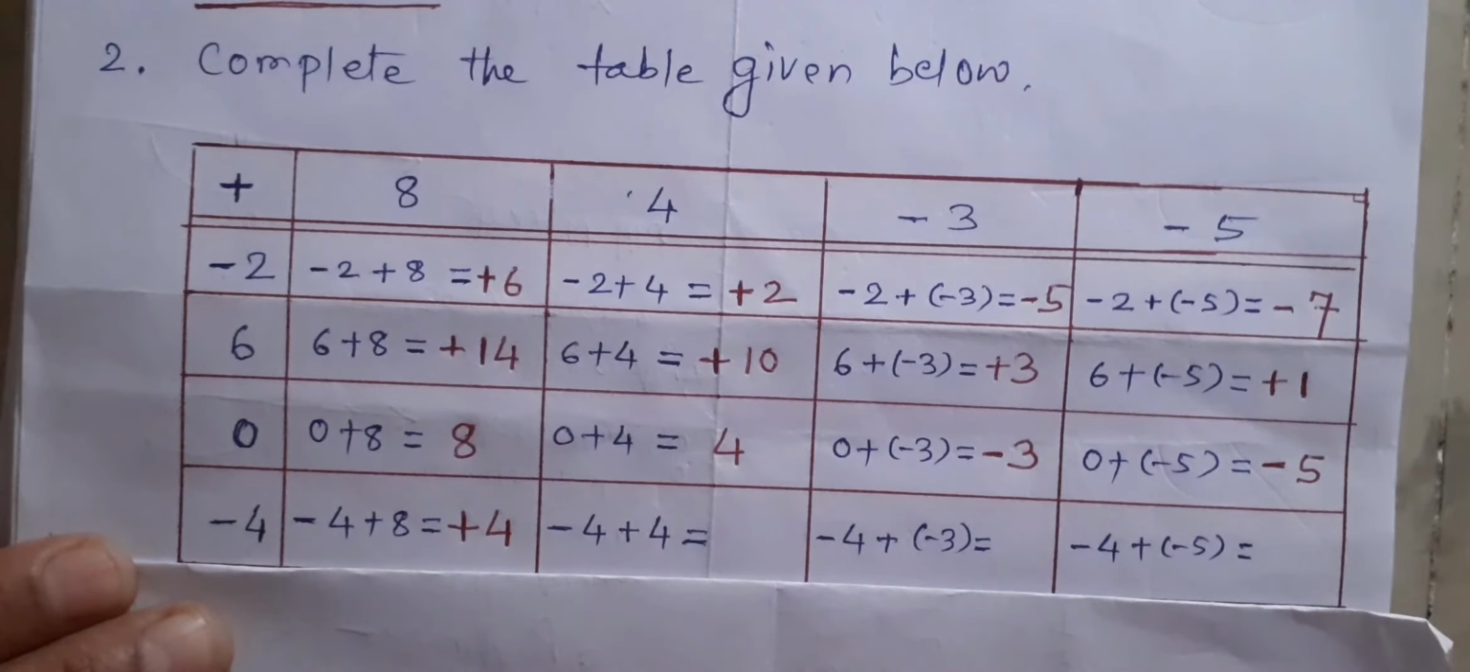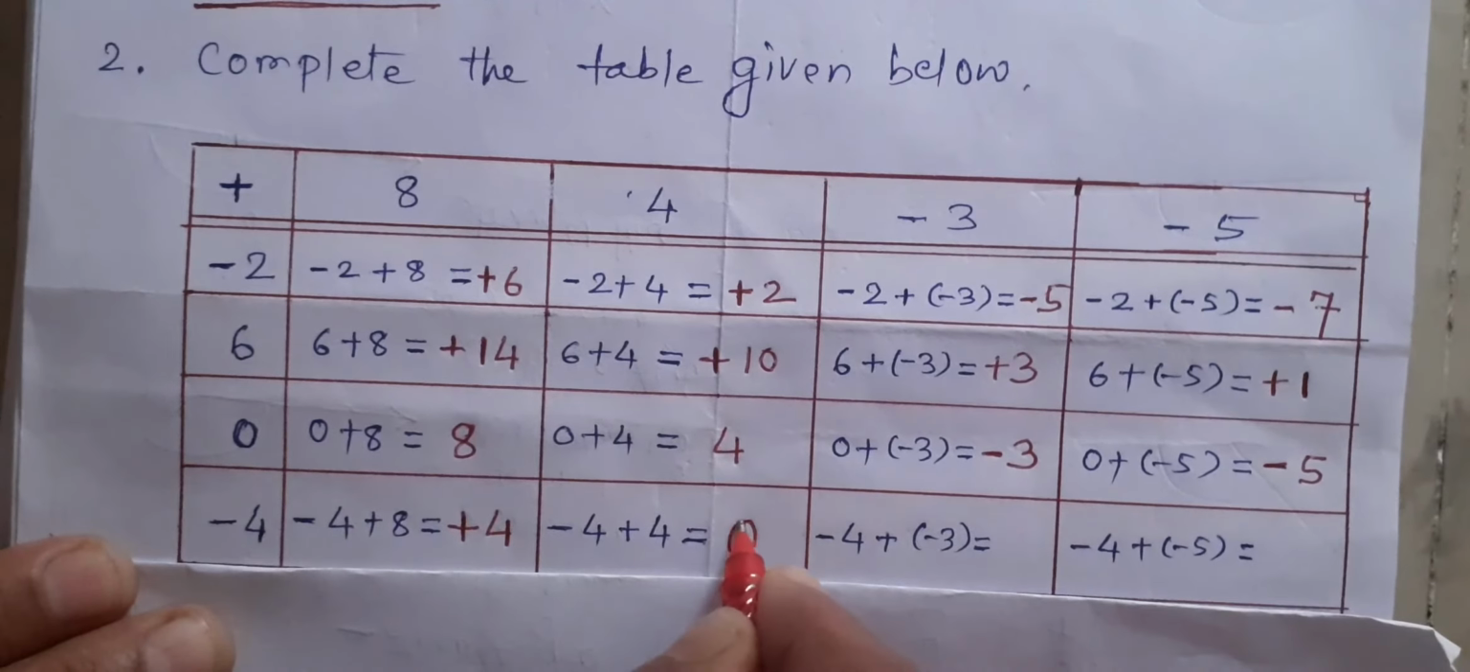Now I am here at minus 4. I have to add plus 4. So I have to move 4 places to the right hand side. So I am moving right 4 places from minus 4. This is 1, 2, 3 and 4. We are coming to 0. That's why the answer is 0.